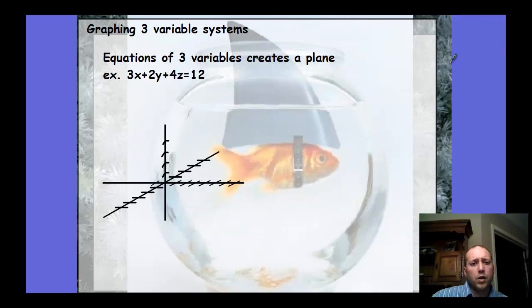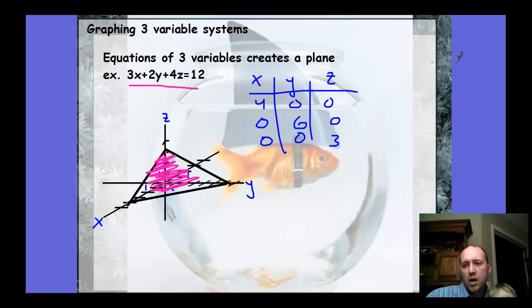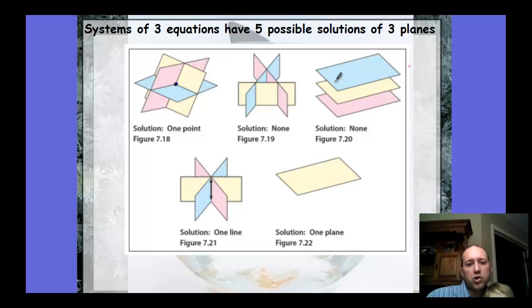Oh, I know what to do. So graphing 3 variable equations, I want to show you visually what's actually occurring here when you're graphing this. And so when you're solving systems of 3 equations, you have these different possibilities for your solutions. You could have none because the 3 planes never cross. You could have one plane because they could all be on top of each other. You could have none where they intersect, but they all 3 don't intersect at the same spot. So 2 are intersecting together at different spots.